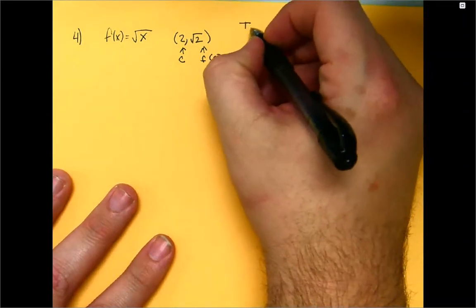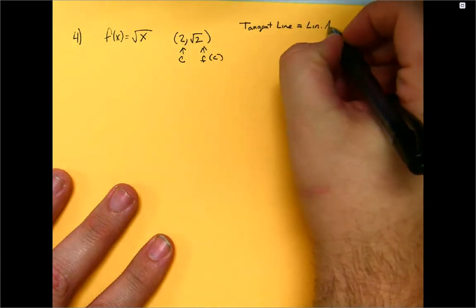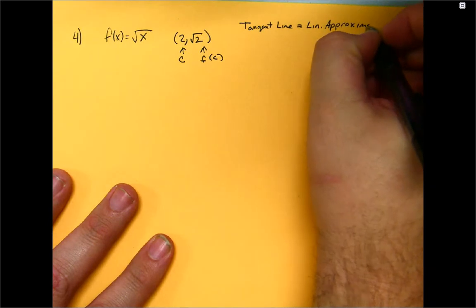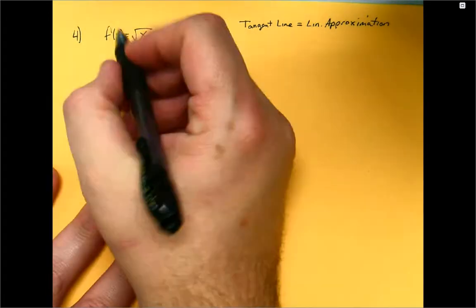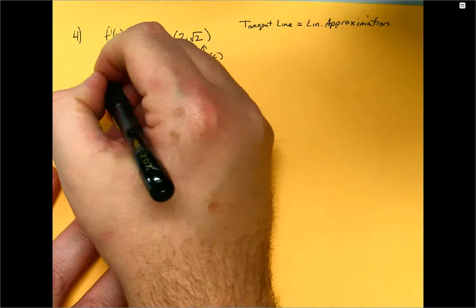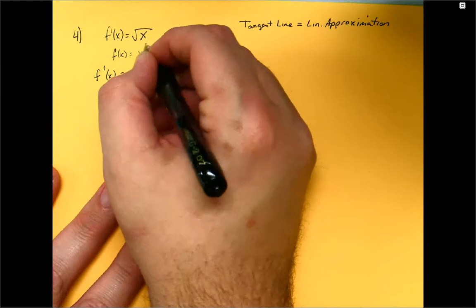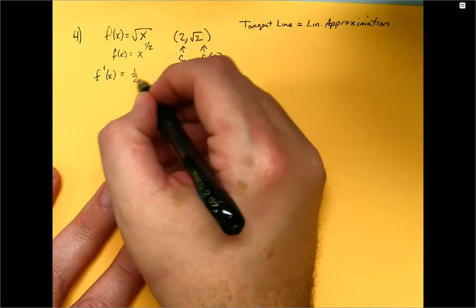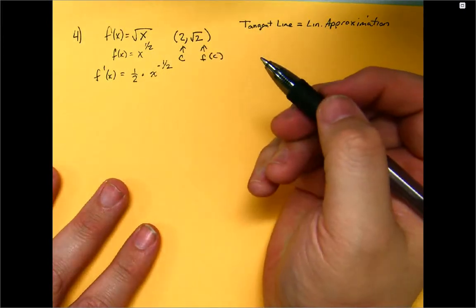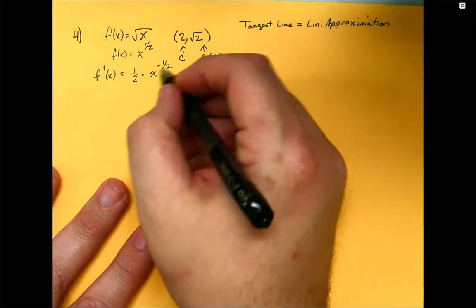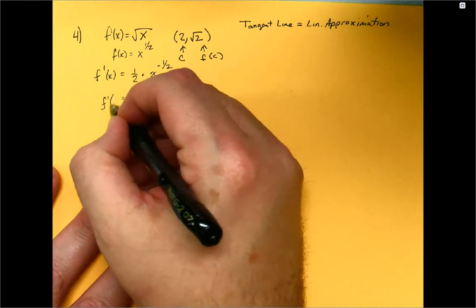And if you want to think of it like this, the tangent line is equal to the linear approximation. So if we get to the tangent line, we're in business. Now to get to the tangent line, we need to figure out the slope at the point too. So I need f prime of x to start with. And just really quickly, I'll turn this into x to the 1/2 power. So this is 1/2 times x to the what? Negative 1/2 power? Sure. So this becomes 1 over 2 times the square root of x. So that's f prime of x.